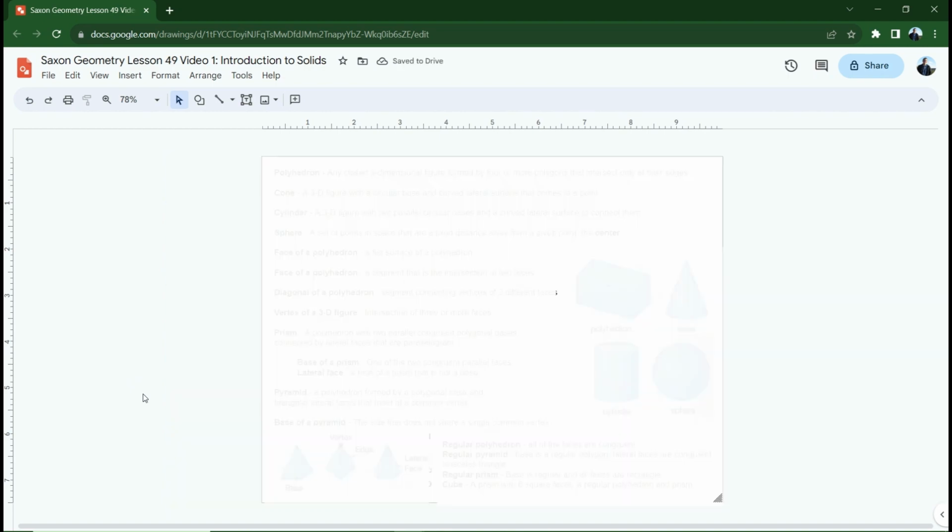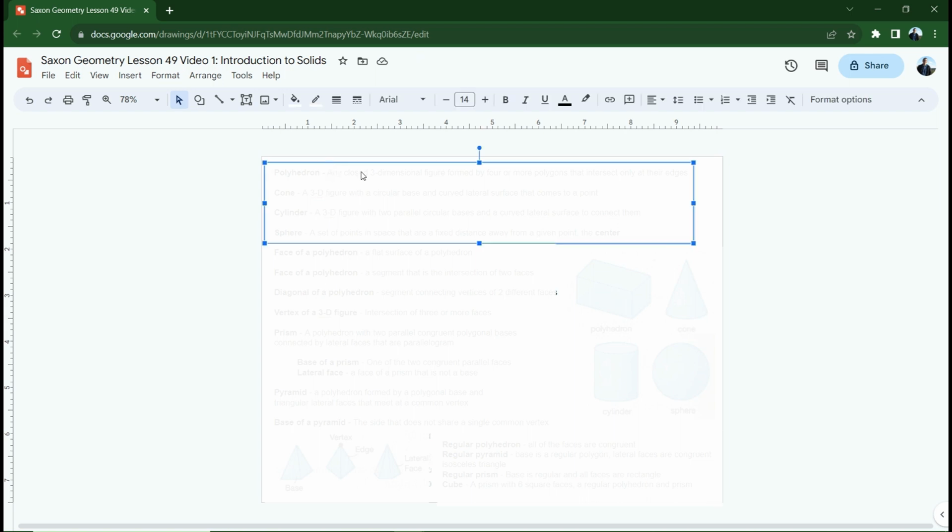Hey, geometry students. In this lesson, we are going to be learning about solids. This is going to be a 2-video lesson. There's a lot of terms, so buckle up. You're going to have to learn a lot of different technical ways to identify different types of solids in geometry. And the first word is the most general of all of the terms we're going to learn. We're going to learn what a polyhedron is first.